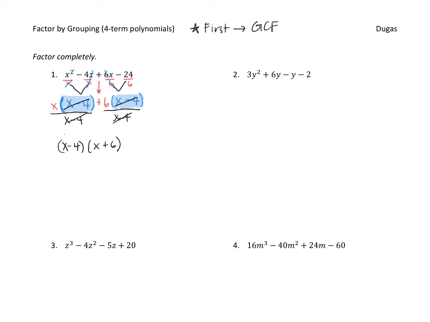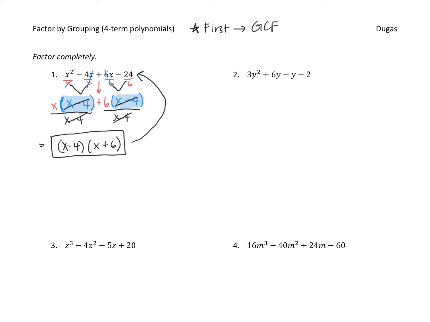So just remember that whatever is matching gives you one factor, and the leftovers give you the other factor. And this is factored completely. So if you FOILed this out, if you multiplied it out, you would get right back to where you started. So those 2 things are equivalent. Let's look at number 2.